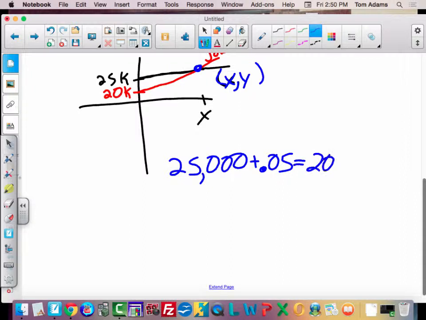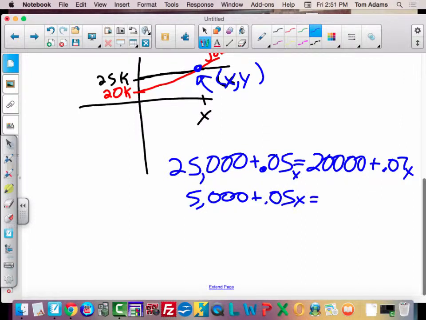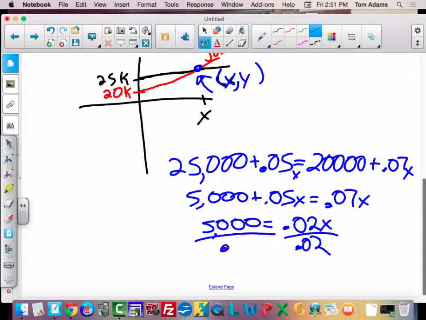is equal to 20,000 plus 0.07x. Don't forget the x's. Do we know what y is? No. Do we need to know what y is? No. All right, so subtract 20,000 from both sides, and you get 5,000 plus 0.05x is equal to 0.07x. Subtract 0.05x, and you get 5,000 is equal to 0.02x. Divide both sides by 0.02, and what do you get?